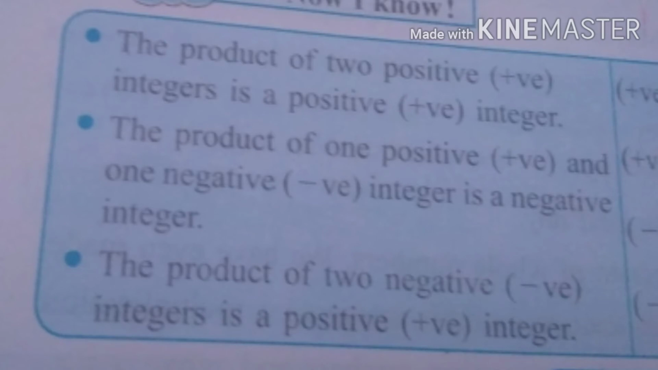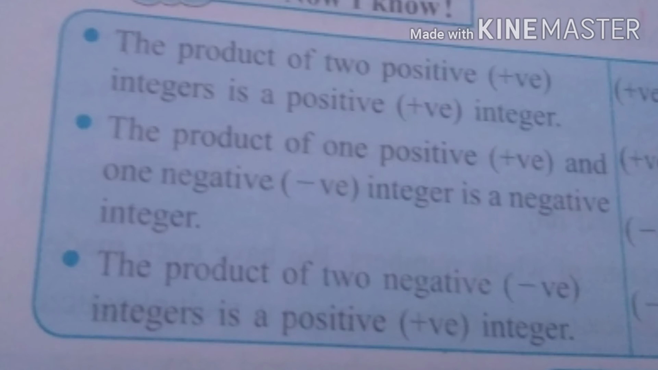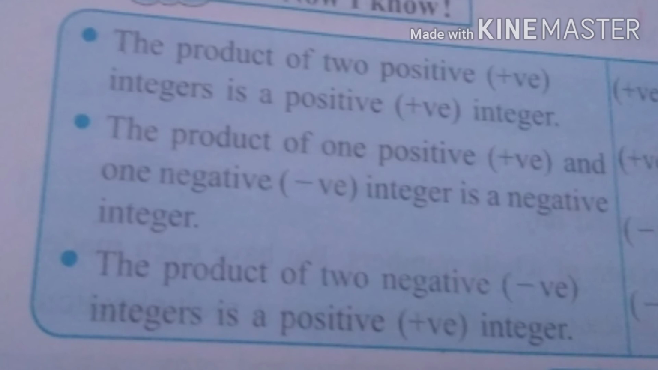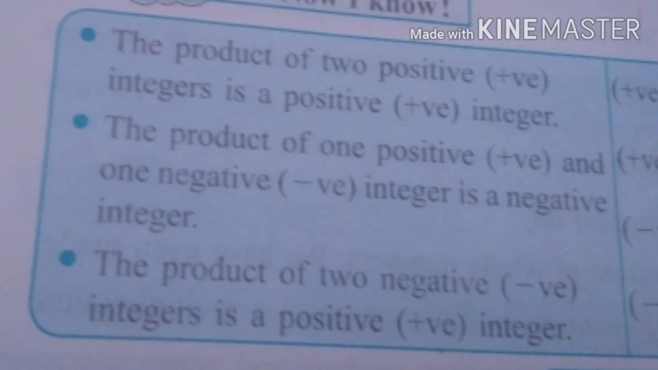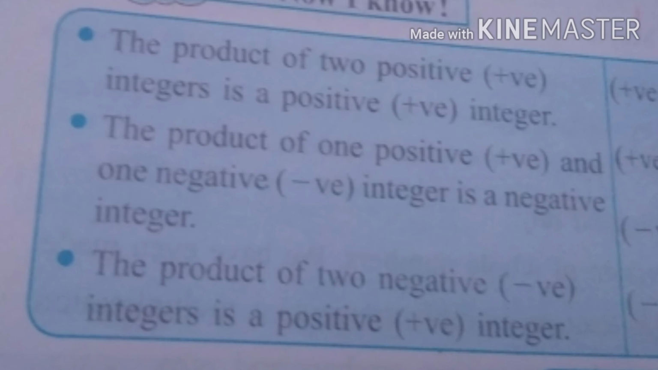Now what we know in this: the product of two positive integers is a positive integer. The product of one positive and one negative integer is a negative integer. The product of two negative integers is a positive integer. These three facts are very important in multiplying integers when solving the examples. You remember that every time you solve these examples, you have to write these rules. Okay.